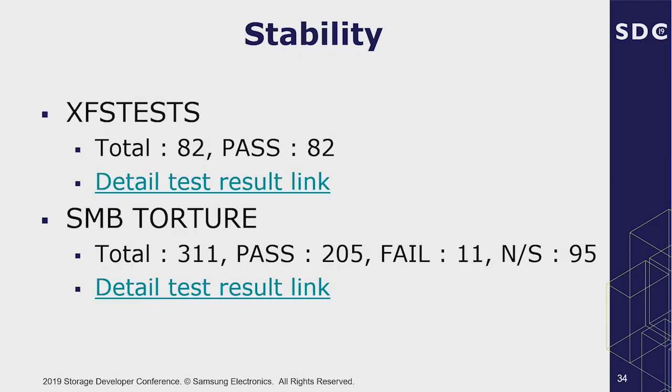SMB torture results show a 95% pass rate except for failures from unsupported features. In the case of xfstests, it is a 100% pass rate with the CIFS client in the 4.16 kernel. With CIFS in the latest kernel, some test cases failed due to problems with FS control, punch-hole, zero range, and so on. We will fix them after this conference.